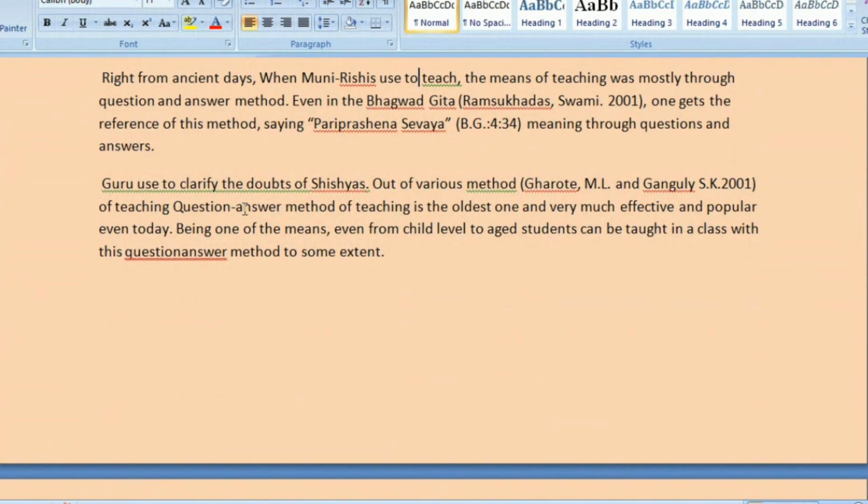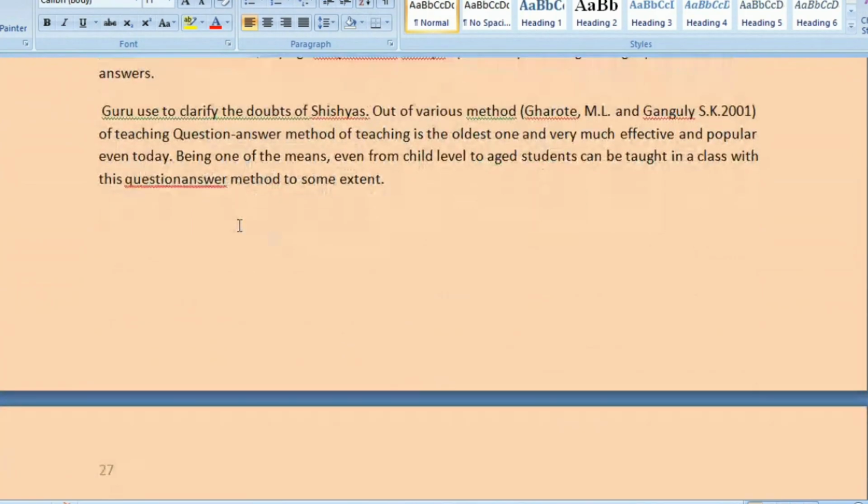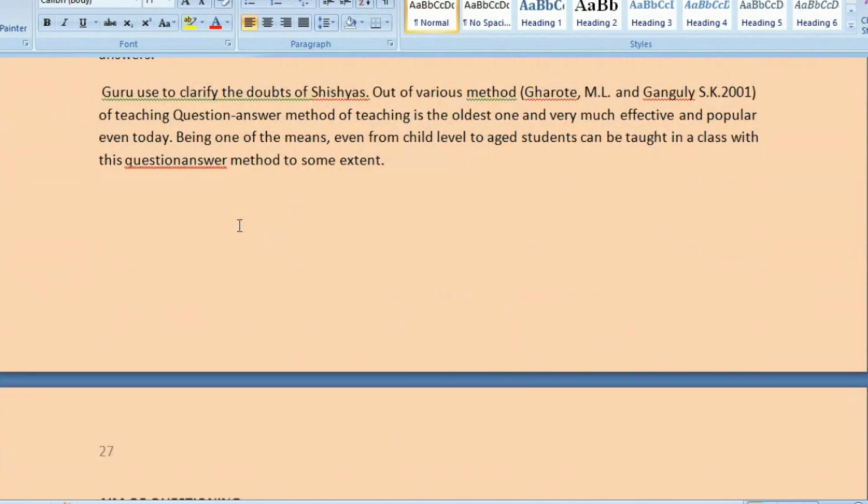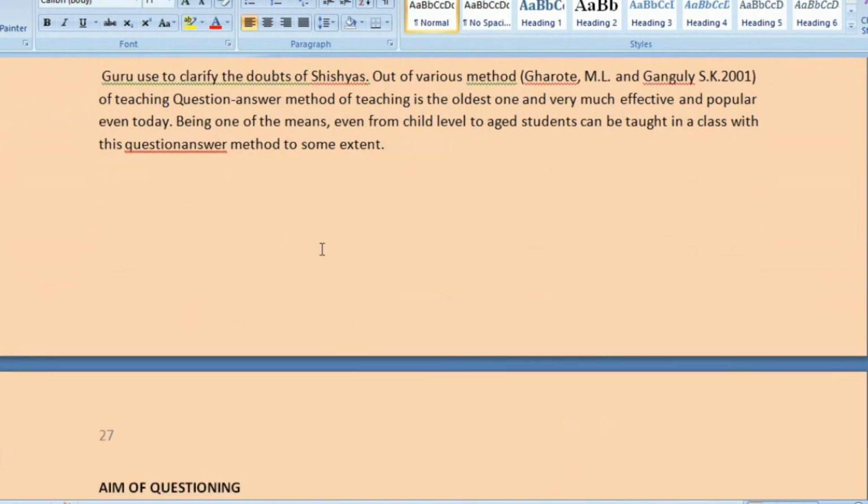Out of various methods of teaching, the question and answer method is the oldest one and very much effective and popular even today, being one of the means by which, from the child level, a student can be taught in a class with the question answer method to some extent.